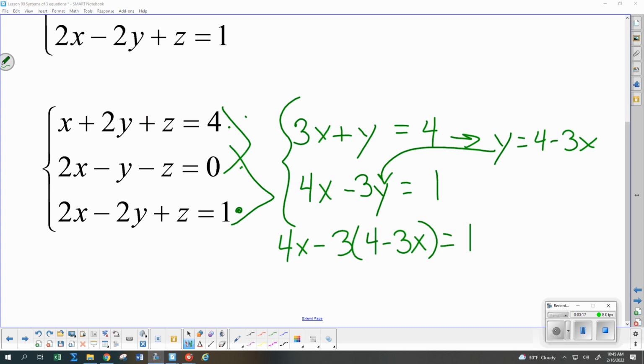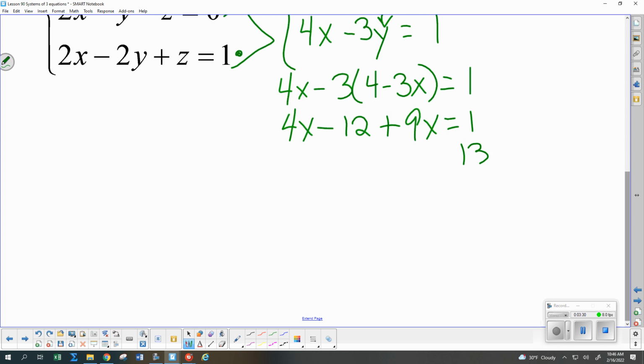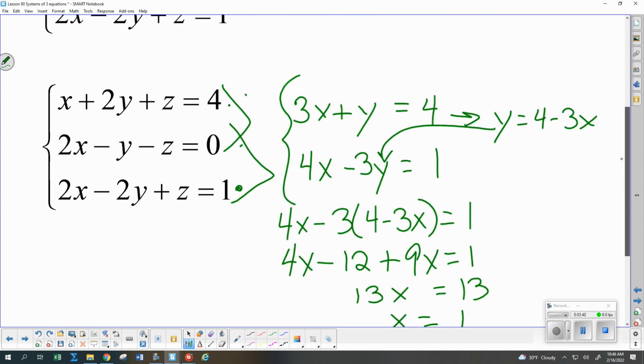You guys just told me that on your own you got x is 1. Let's see if I can catch up to that. 4x minus 12 plus 9x is 1. Add 12 to both sides and I have 13. Combine the x's. So it looks like I'm also getting x is 1. We still need y and z. So we come back up. Where do you want to go to get y or z next? Somebody give me an idea of what we can do. Thanks, Bryce.